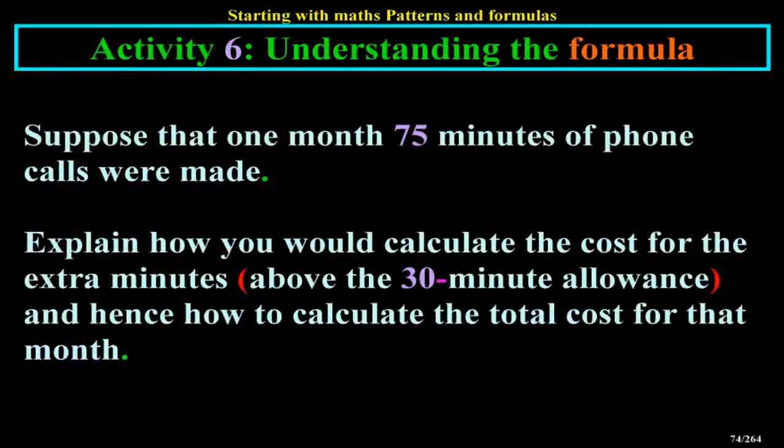Suppose that in one month 75 minutes of phone calls were made. Explain how you would calculate the cost for the extra minutes above the 30-minute allowance and hence how to calculate the total cost for that month. Can you explain how the formula has been derived?